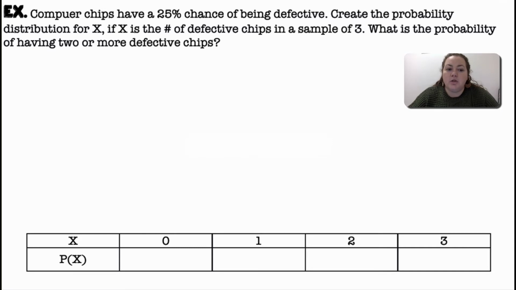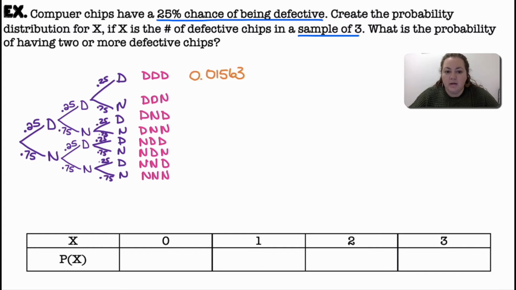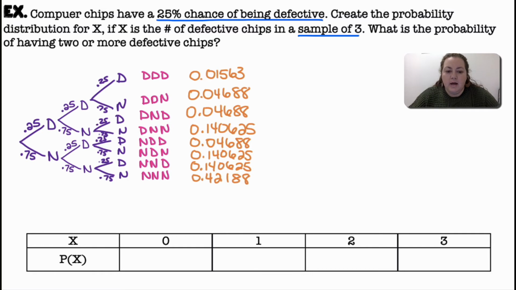All right, computer chips have a 25% chance of being defective. Create the probability distribution of x if x is the number of defective chips in a sample of 3. What is the probability of having 2 or more defective chips? Underline some important information here. I'm going to draw a tree diagram. There's a 25% chance that a chip is defective. We're doing a sample of 3, so we're going to branch this off 3 times. I'm going to multiply across. Here are all the different combinations I can make, and when I multiply these probabilities across, I get the following.